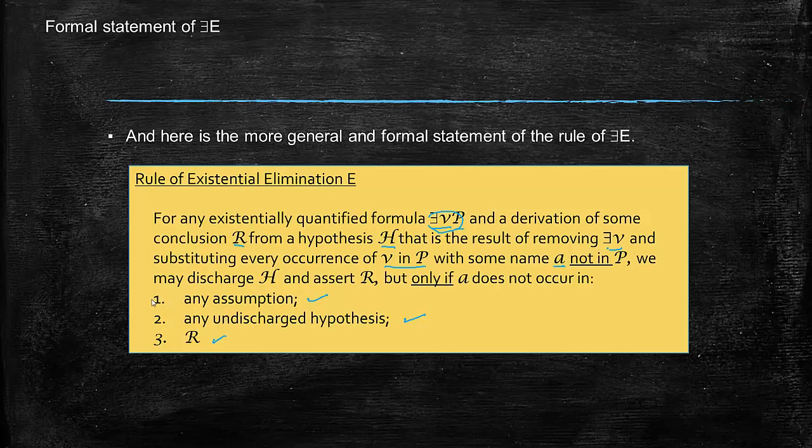And you might be saying, well, why are there only three restrictions here when previously there were four? Well, the answer is there's still four restrictions, but in the previous case, I just decided to repeat myself. Here, in fact, is the fourth restriction right here, just telling you that A cannot occur in the originally existentially quantified formula. Okay.